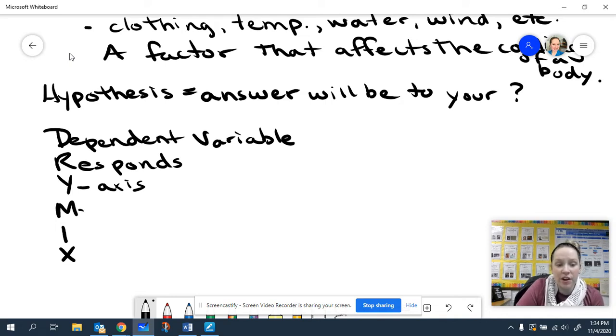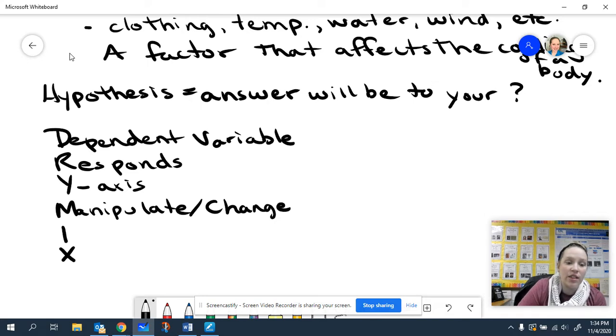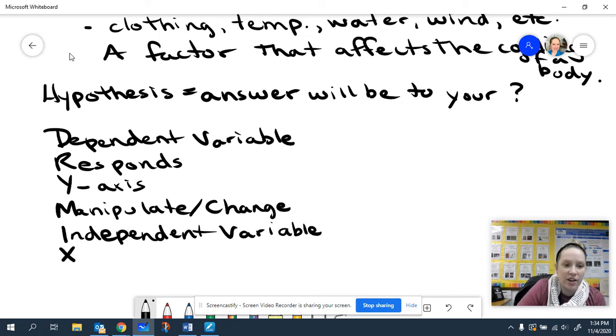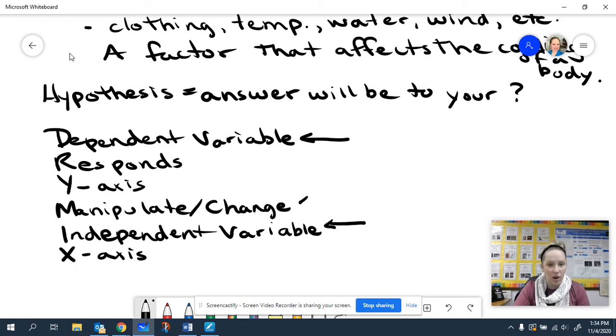And then whichever variable you manipulate or you change, that is going to be your independent variable. And then when we're graphing this later in our analysis, it's going to go on the x-axis. So for our experimental design, you are going to need to identify what your independent and your dependent variables are.